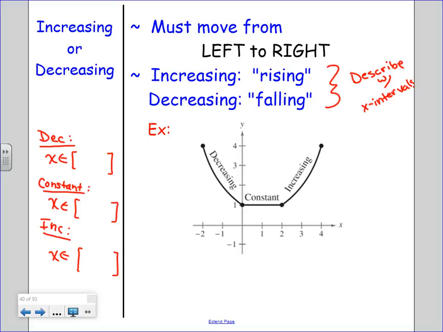-2. Right? So -2 is how far left. Remember, we're looking at the x values. And how far right does it go? It goes to 4.